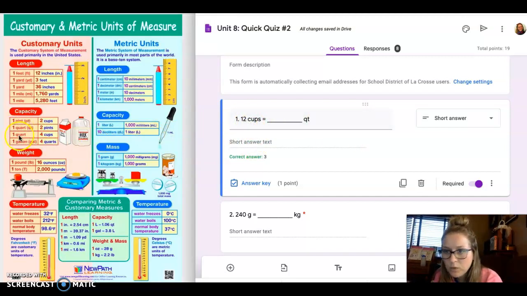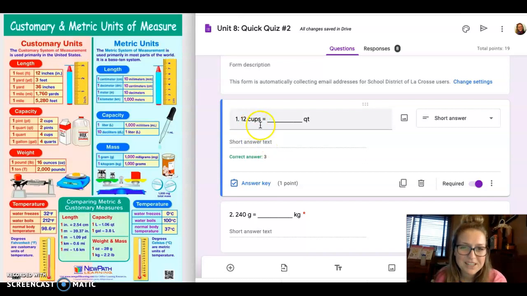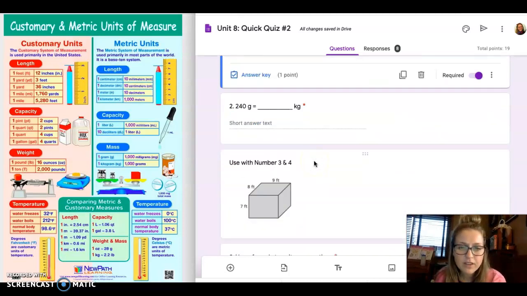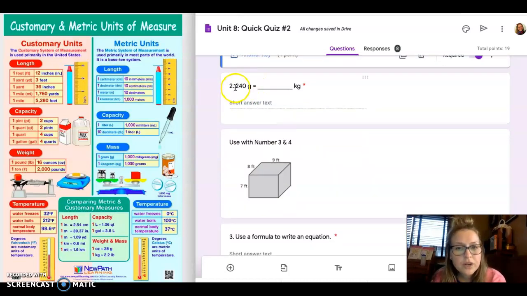Come on over here, 1 quart equals 4 cups. So if I have 12 cups, I'm going to divide that by 4. 12 divided by 4 is 3. So 12 cups equals 3 quarts. Good. Next problem. 240 grams equals how many kilograms?